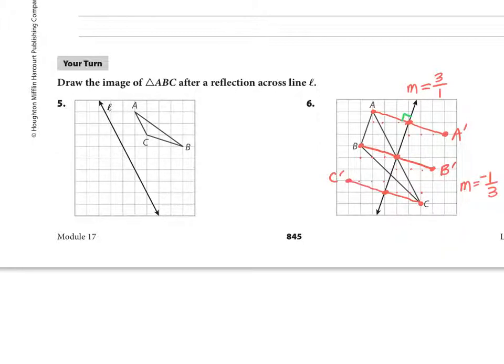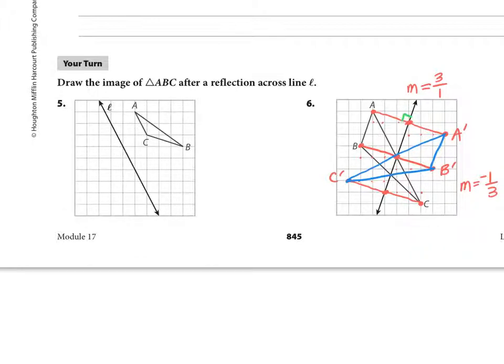Choose a different color. If I connect A prime to B prime, C prime to B prime, there's my image, the blue triangle. So the red lines you don't have to draw. It just shows that A and A prime are the same distance to our line. It shows that B and B prime are the same distance to the line of reflection, and the same thing with C and C prime. Not necessary to draw, but it helps you see that.